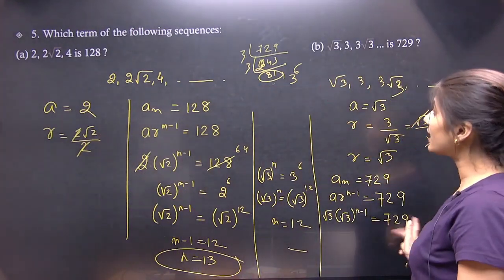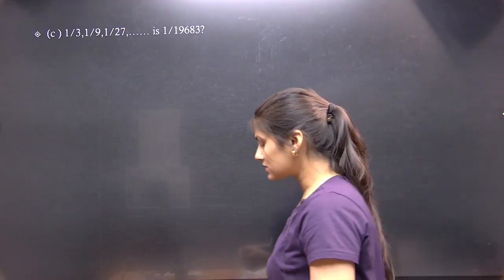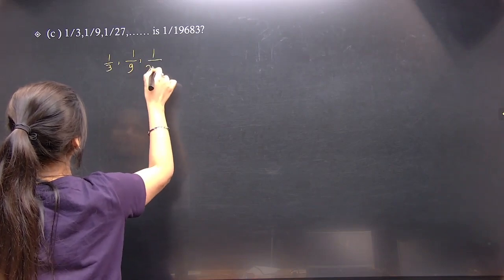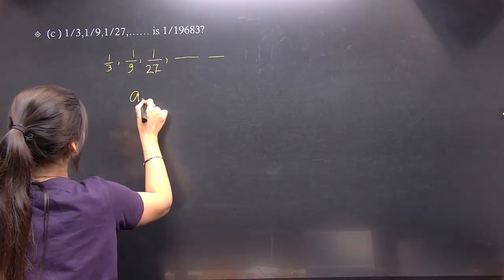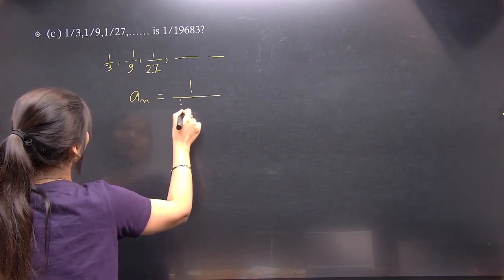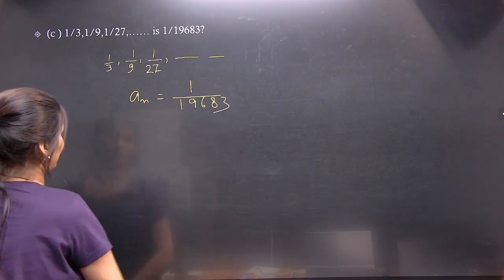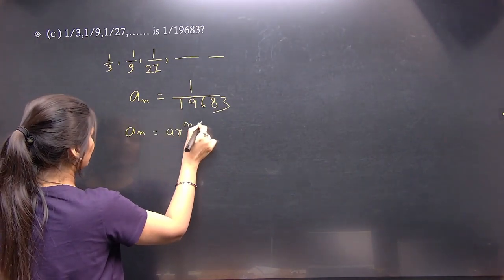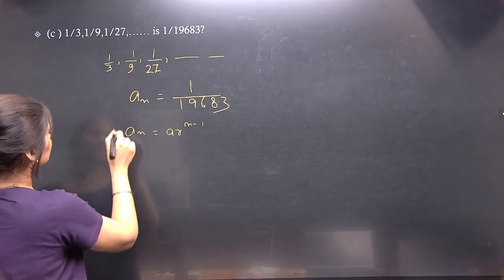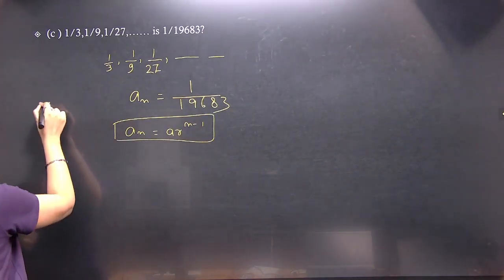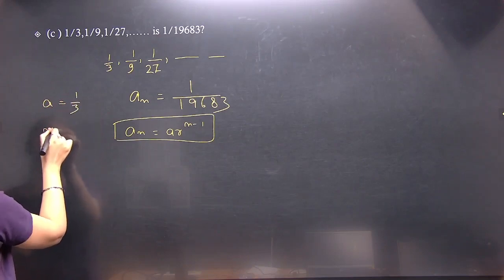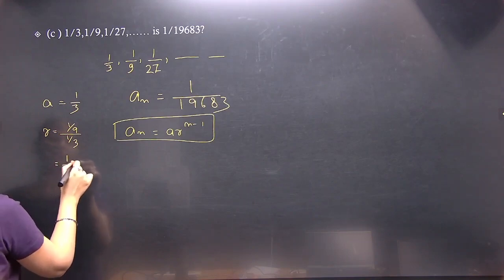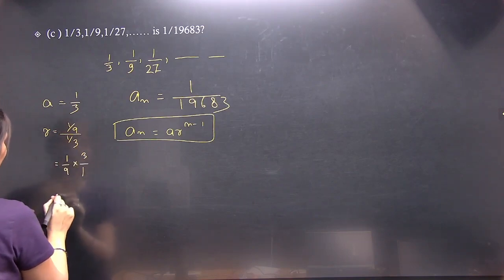Okay. So moving on to next, that is C. So C says 1 by 3, 1 by 9, 1 by 27. Okay. And the nth term is nothing but 1 by 19683. Okay, so the formula is a n is equal to A R to the power n minus 1, isn't it? So A is 1 by 3 and R is 1 by 9 by 1 by 3. So it is 1 by 9 into 3 by 1. So it is 1 by 3 actually.